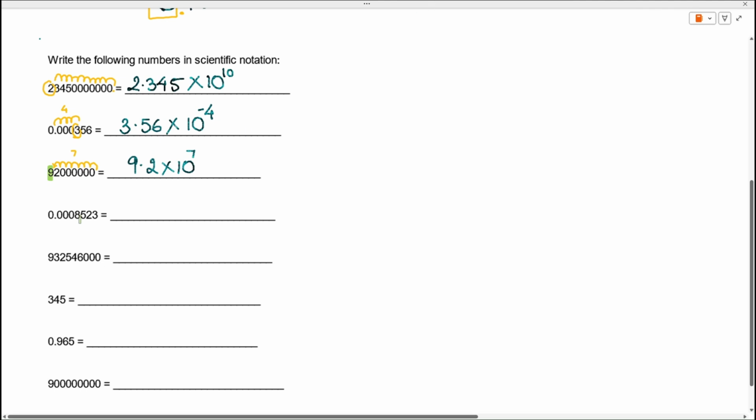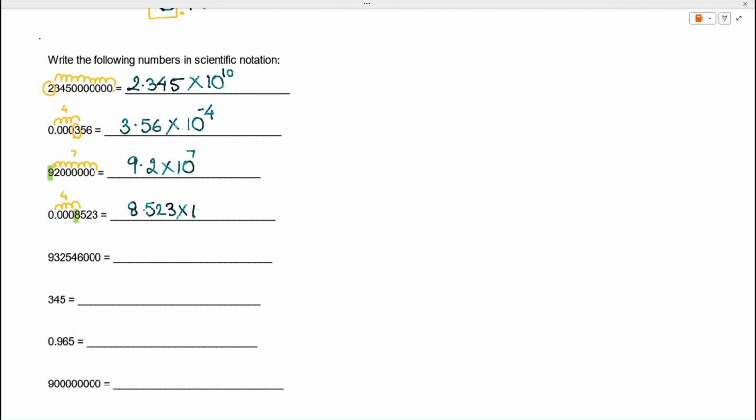Our first non-zero digit is 8. The decimal is being moved 1, 2, 3, 4 because it has to come after 8. And now the scientific notation is 8.523 times 10 raised to the power of -4, just because you're moving it onto the right.